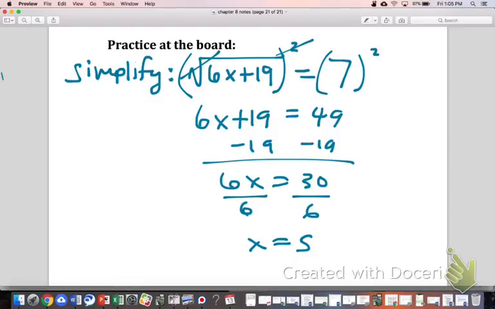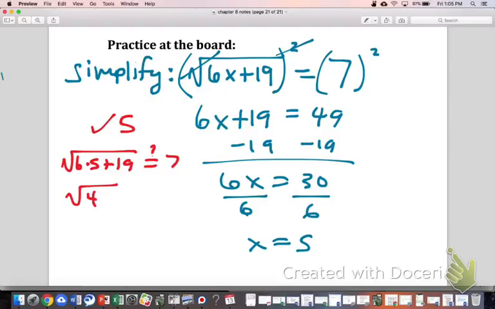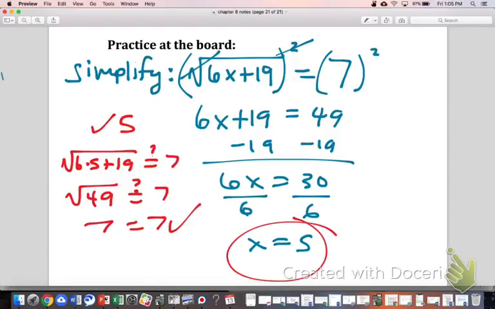So here's my check of 5. Checking 5 would be square root of 6 times 5 plus 19 possibly equals 7. Notice how I'm checking it in the most original form of the equation. This gives me square root of 49 possibly equals 7. And of course, square root of 49 is 7. So it does check. So yes, that is the solution of this equation.